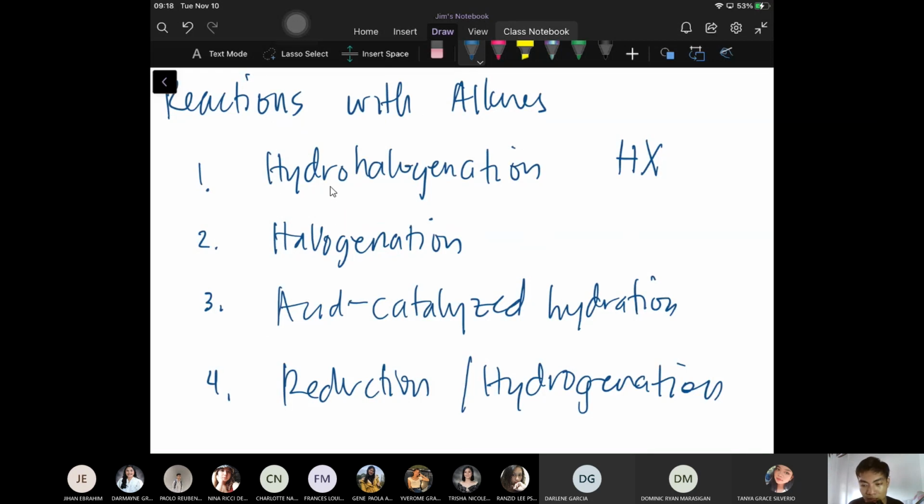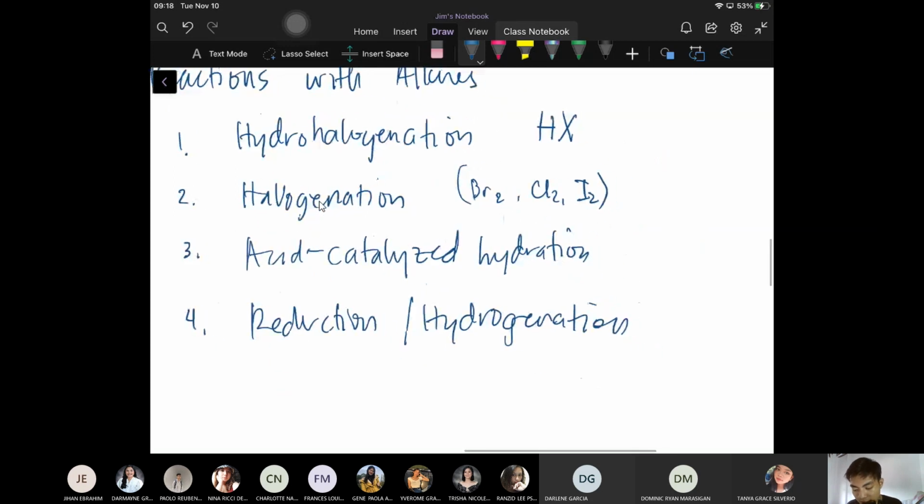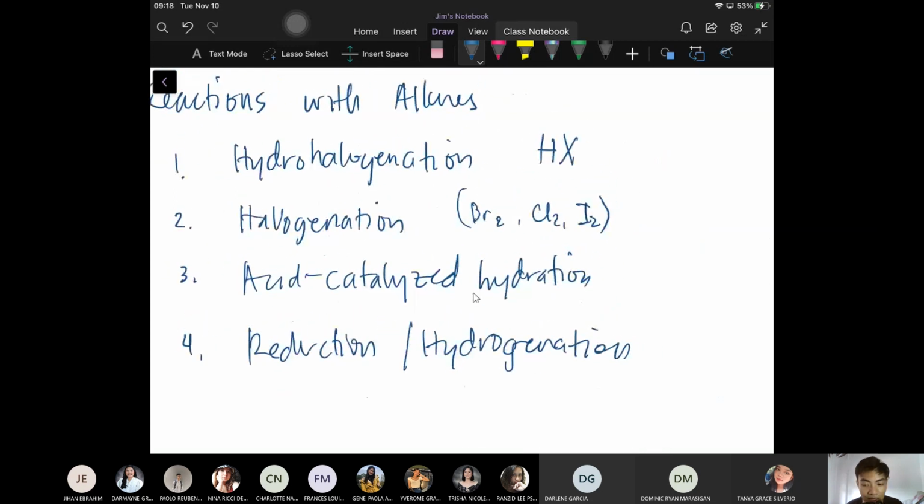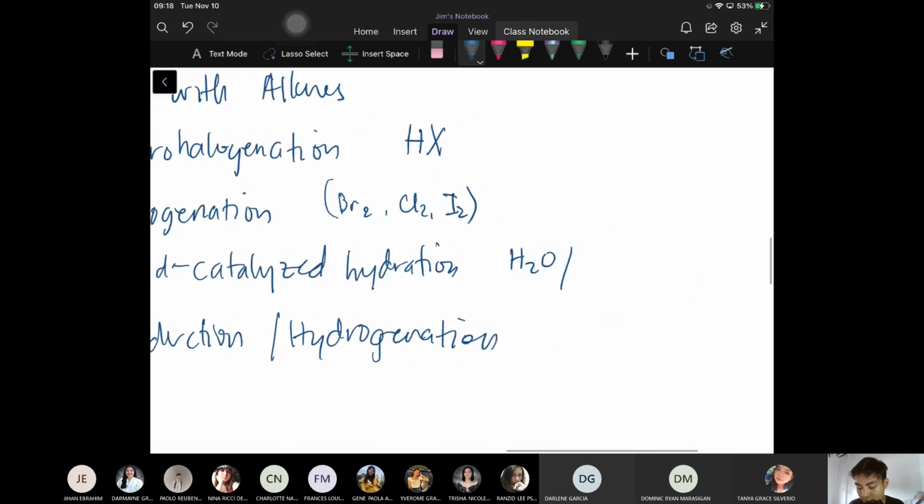Halogenation, this is molecular halogen. Ano yung mga molecular halogen? Br2, Cl2, I2. Yung F2, pwede rin, yung fluorine gas, pero hindi siya masyadong ginagamit. What is acid catalyzed hydration? From the word hydration, maglalagay ka ng water, H2O, sa iyong alkene. And since may catalyst yan, acid catalyst yan, gagamit ka ng sulfuric acid or just H+. Kailangan kasama yan. Kasi pag wala yan, walang mangyayari. Walang reaction.